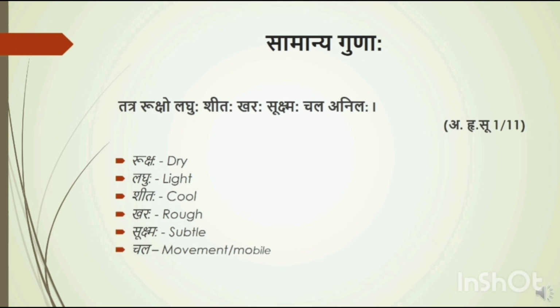So when you're writing for exams, you can write the shloka with a reference, and the qualities or the gunas can be mentioned in bullet points. Like the properties include number 1 ruksha, number 2 lakhu, number 3 shita, number 4 khara, number 5 sukshma, number 6 chala, with their English translations. So this will give you more marks than writing in a paragraph or sentence.